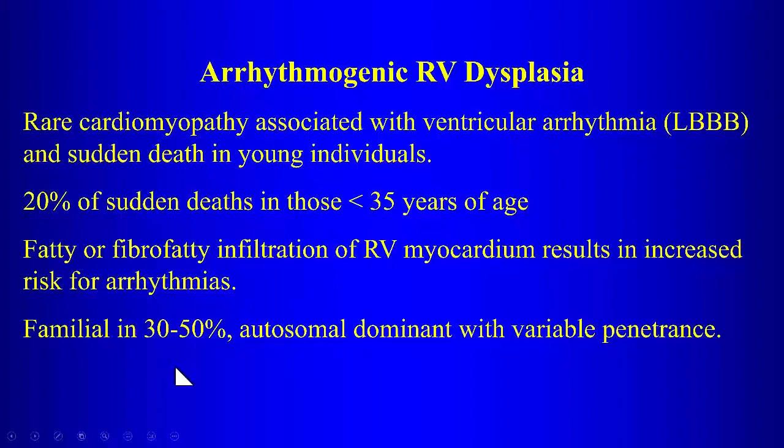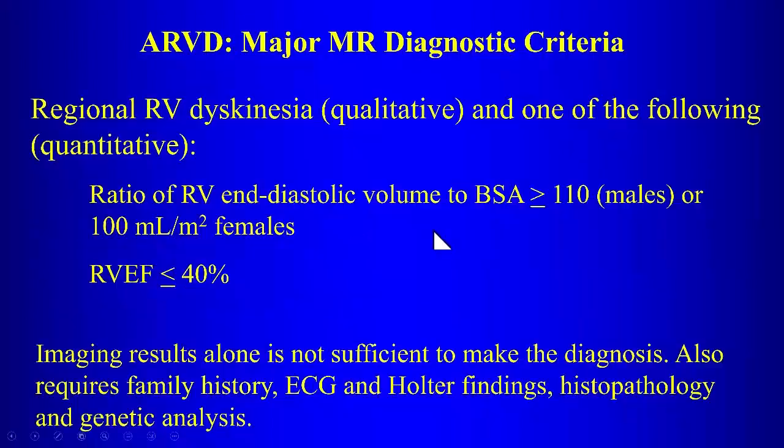It is familial in 30 to 50% of cases, autosomal dominant with variable penetrance. That's why if one person in the family is diagnosed with this disorder, they may send other family members for screening for this disorder. Now, there are major MR diagnostic criteria, and it requires one qualitative and one quantitative criteria. Regional right ventricular dyskinesia, meaning you're looking for those areas where there's abnormal wall motion, where the wall bulges out, and then one of these quantitative criteria.